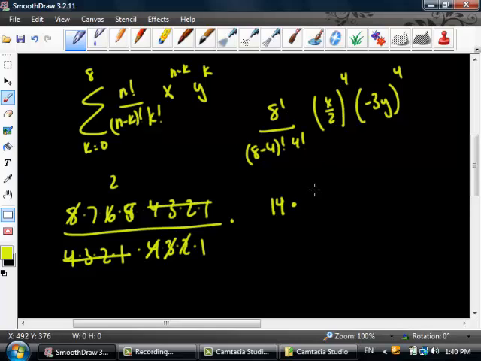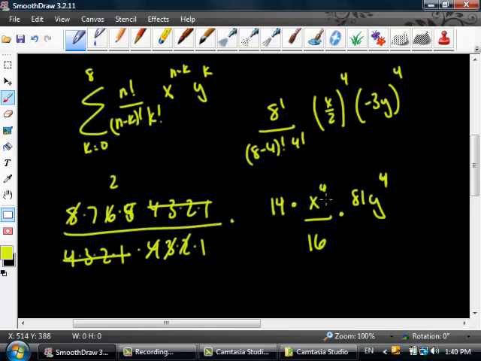Times, this is going to be x to the 4th over 2 to the 4th, which is 16, times 81 y to the 4th. All right, because negative 3 to the fourth power is positive 81.